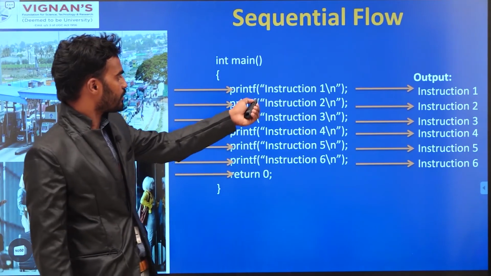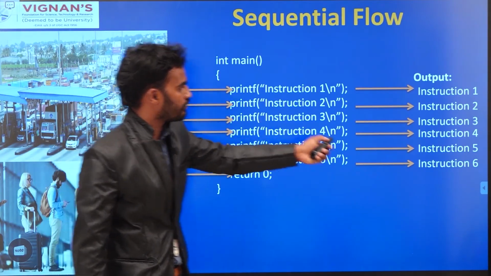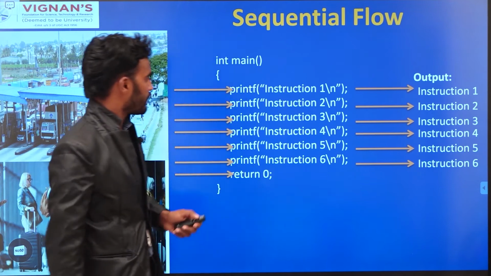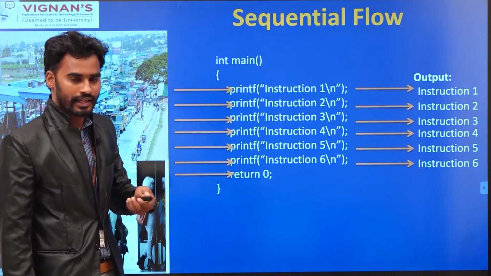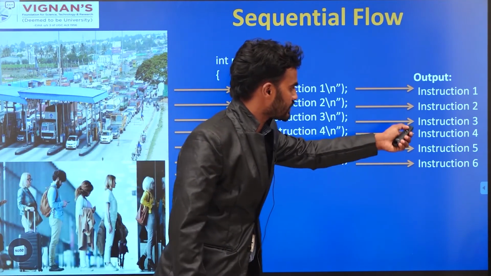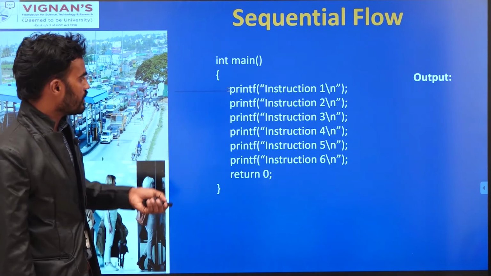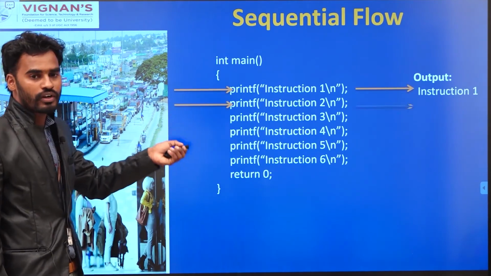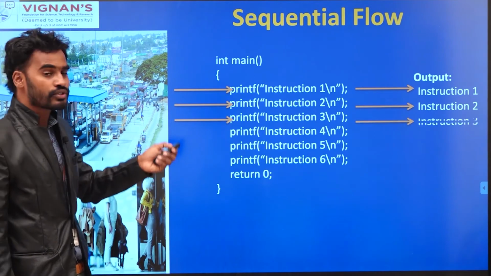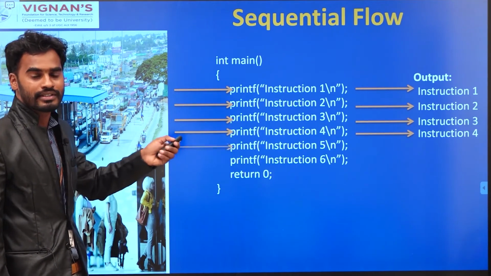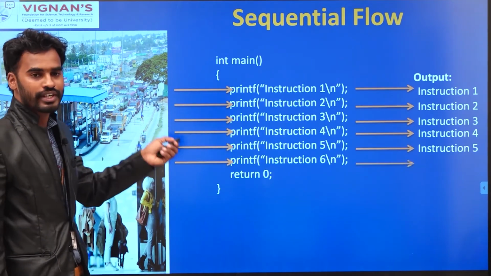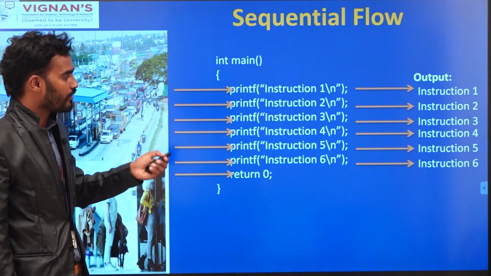Here the first printf statement will execute first. The first output is instruction 1. The second printf statement will execute next, and the output will be instruction 2. So all these instructions will execute one after another. The order of execution will depend on the order in which they are specified. No statements will be skipped. All the statements will execute.